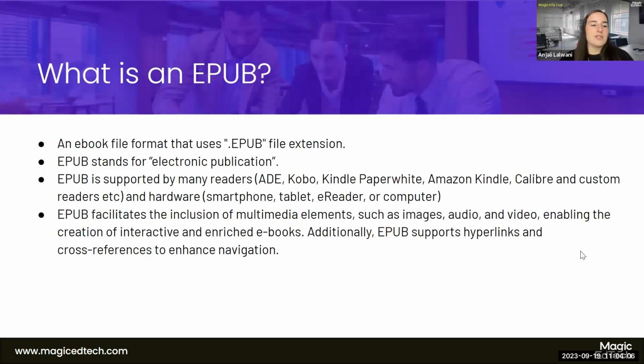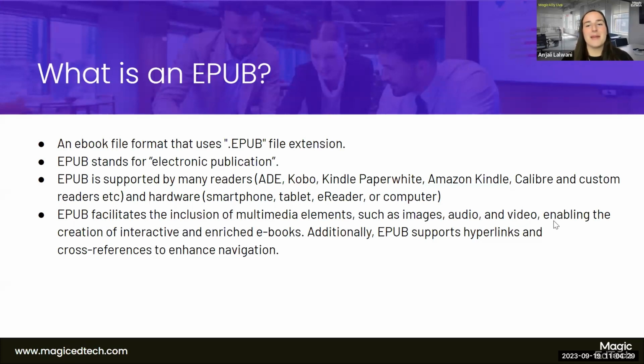All right, so to start, what is an ePub? ePub stands for electronic publication, an ebook file format that uses a .epub file extension. This file format is more than 20 years old.